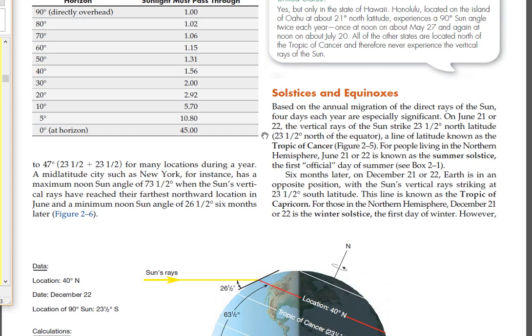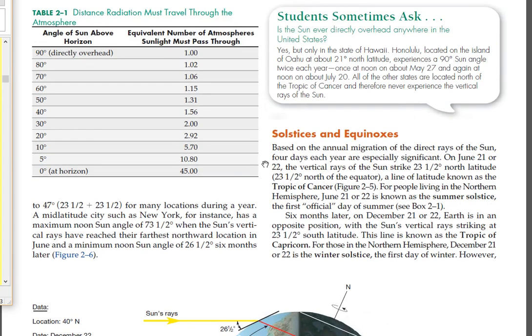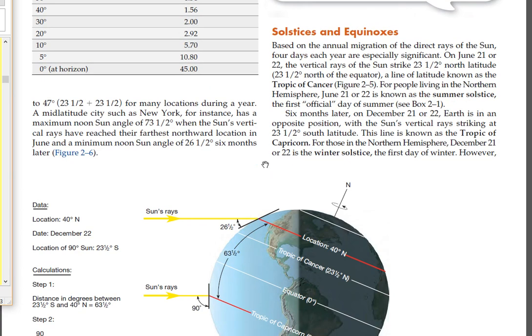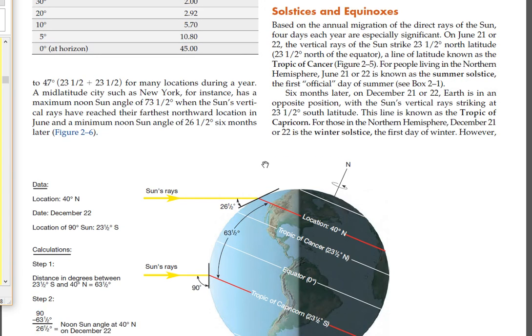For people living in the northern hemisphere, June 21 or 22 is known as the summer solstice, the first official day of summer, see box 2.1. 6 months later, on December 21 or 22, Earth is in an opposite position, with the sun's vertical rays striking at 23.5 degrees south latitude. This line is known as the Tropic of Capricorn. For those in the northern hemisphere, December 21 or 22 is the winter solstice, the first day of winter.